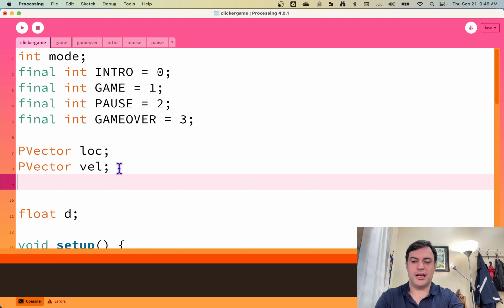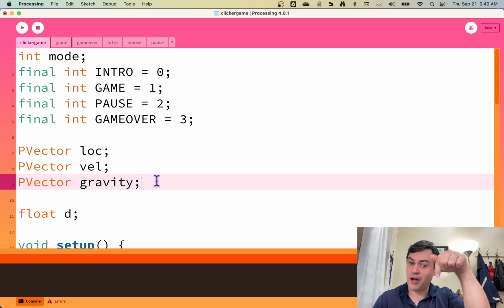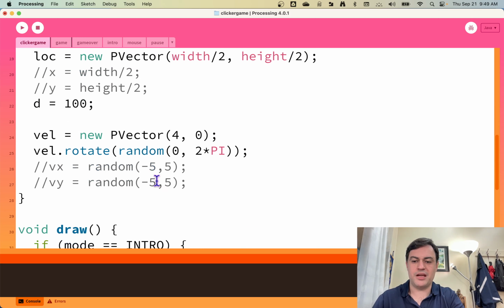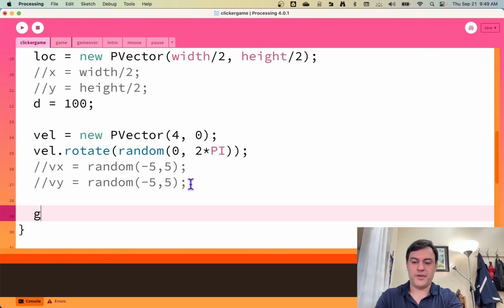So I'm going to make a p vector. I'm going to call it gravity. Okay, so gravity is going to be a force, which is really just an arrow that's going to point down to the bottom of the screen. So when I go to make gravity, I'll say gravity equals new p vector. And you can choose the strength of your gravity. I'm just going to make it 1 comma 0.